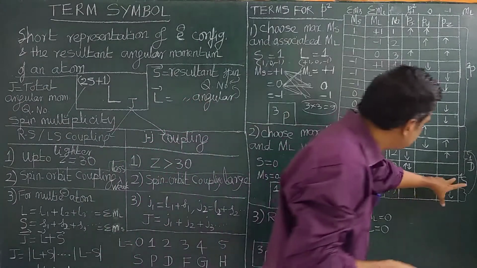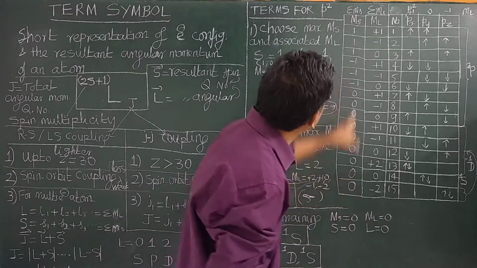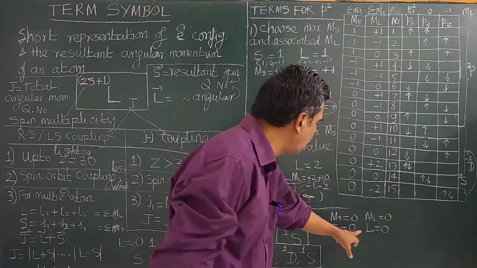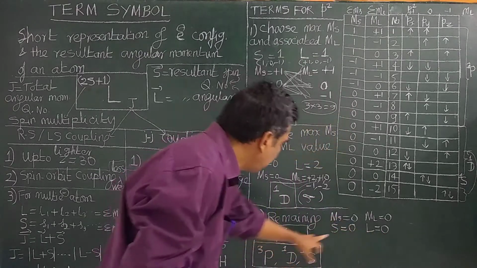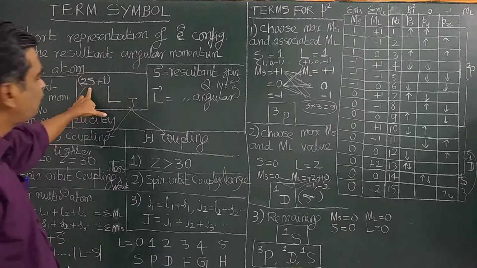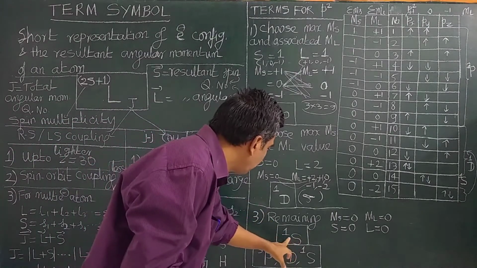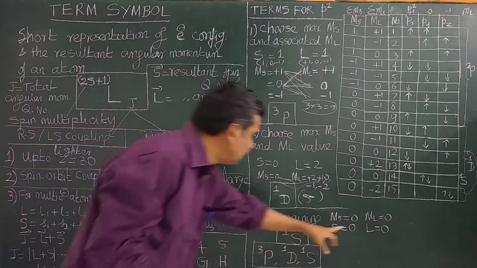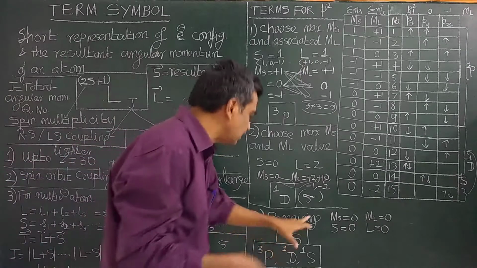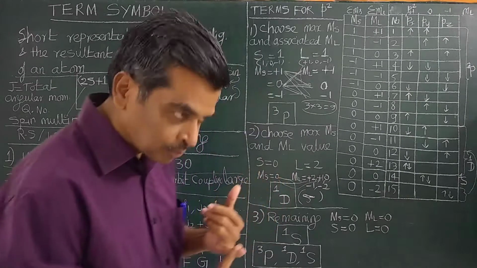Now, one remaining is there. That is Ms equal to 0, Ml equal to 0. That means S equal to 0 and L equal to 0. Therefore, L equal to 0 means S state, and we will find out the J value in the next class. S equal to 0, therefore singlet state, 1S. Okay.